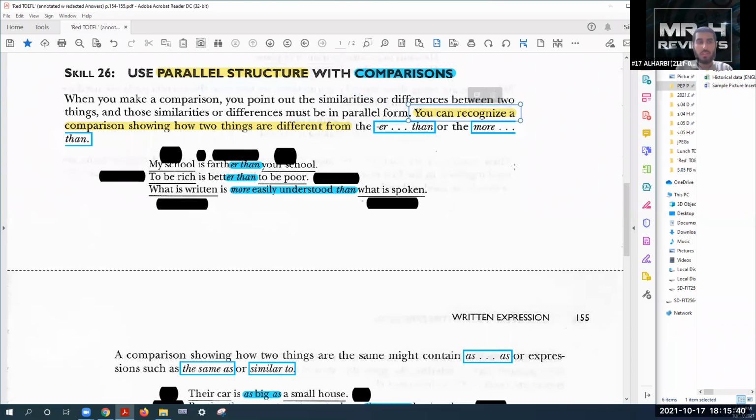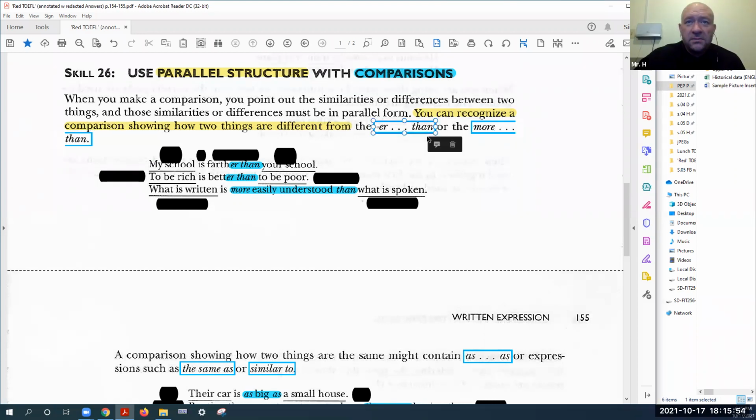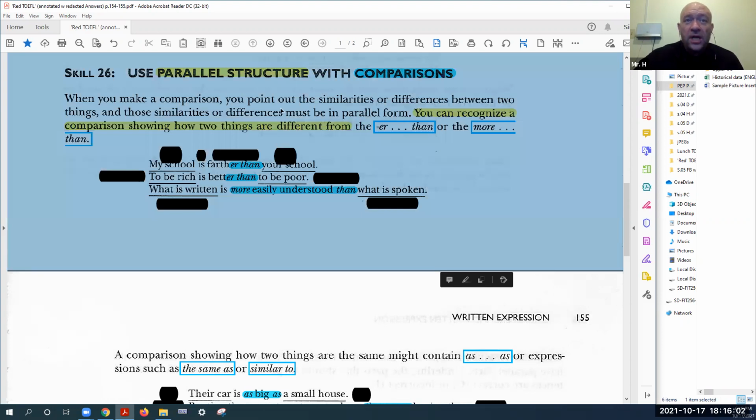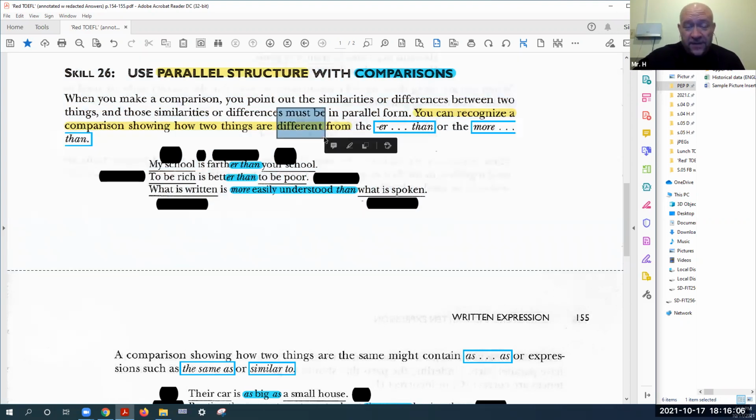You can recognize a comparison showing how two things are different from the words er than or more than. Yeah. So how many formulas do you see? Two. 2 formulas, right? Er than, more than. But this is when you show that two things are different, right? Two things that are different.